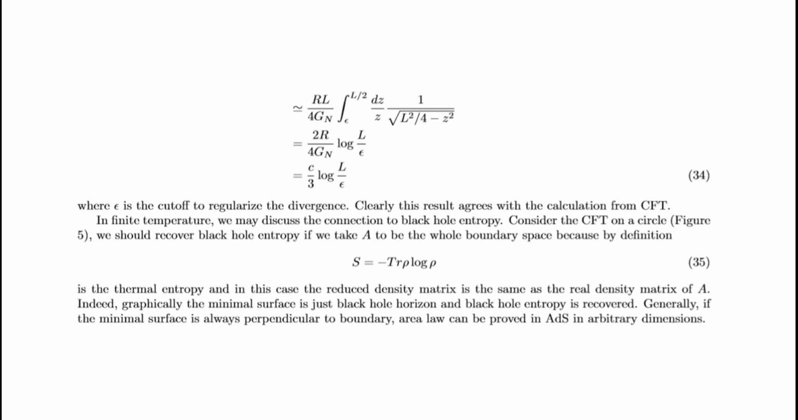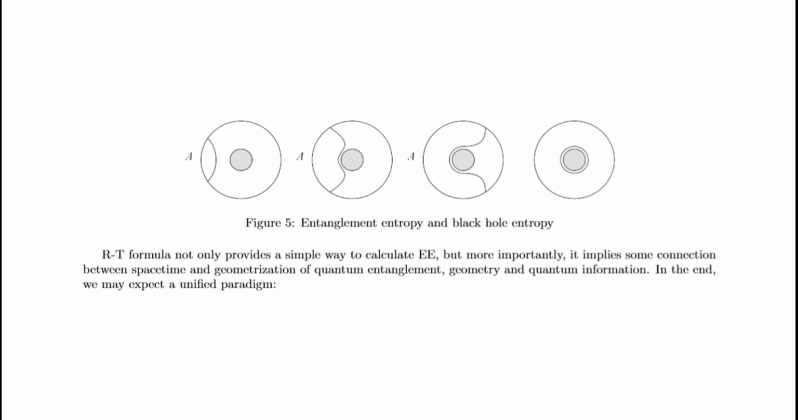At finite temperature, we may discuss the connection to black hole entropy. Consider the CFT on a circle. We should recover black hole entropy if we take A to be the whole boundary space, because by definition it is the thermal entropy, and in this case the reduced density matrix is the same as the real density matrix of A. Indeed, graphically, the minimal surface is just the black hole horizon and black hole entropy is recovered. Generally, if the minimal surface is always perpendicular to the boundary, the area law can be proved in arbitrary dimensions.